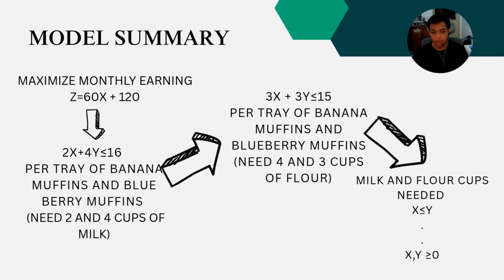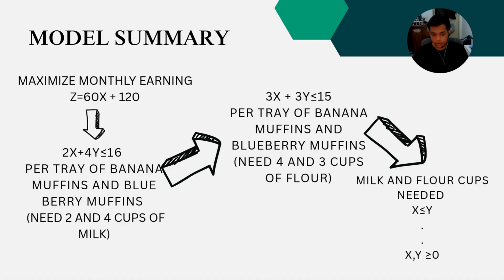Okay, now let me present the overall model summary of this linear programming problem. Our main objective is to maximize earning, which is represented by the objective function Z equals 60x plus 120y. This means for each tray of banana muffin, symbolized as x, we earn 60 ringgit, and for each tray of blueberry muffin, which is y, we earn 120 ringgit. So our goal is to find the combination of x and y that gives us the highest total earning.